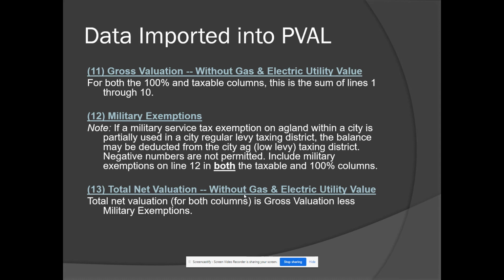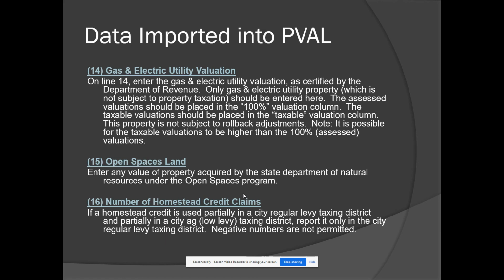Gross is just the sum of lines 1 through 10. You're going to report military exemptions in both the taxable and 100% column. And then the total without gas and electric is a calculation that's made on line 13. Line 14 is where your 100% and taxable gas and electric value from the reports that you receive from the Department of Revenue are listed. Only gas and electric property should be listed there. Assessed is placed in the 100% and taxable placed in the taxable.